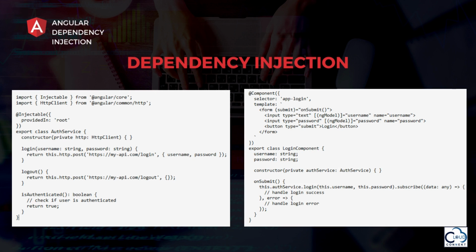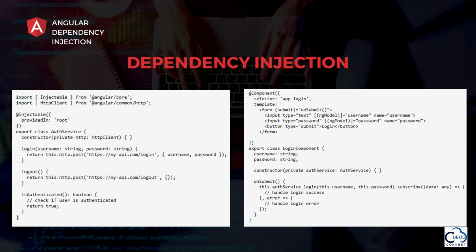And then we're also going to create a logout method that will return the API call for the logout, and create an isAuthenticated method which has the type of boolean and checks if the user is authenticated. If it is authenticated, then it will return true.